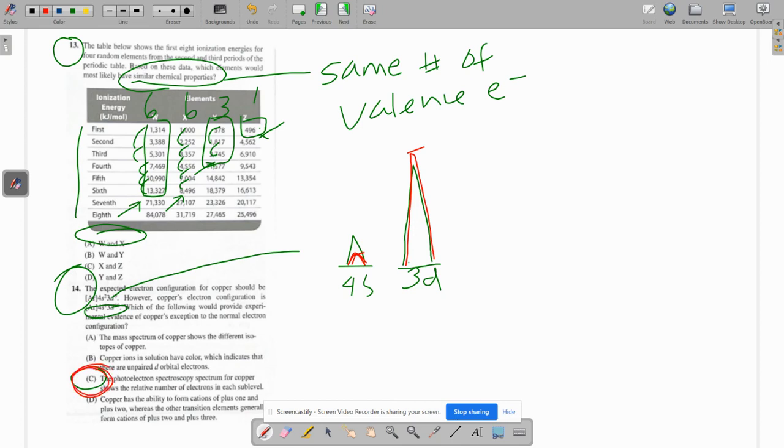The rest of them sound good, but like A, the mass spectrum of copper shows different isotopes, which has nothing to do with electron configurations. B, copper ions in solution have color. Well, copper does have color, but I think both of these would actually have color. I'm not sure that's the best evidence. Copper has the ability to form cations of plus one and plus two, whereas other transition metals, I just think there are way too many exceptions in the transition metal block. I don't know if that's the most convincing argument. So PES is definitely the way to go there.